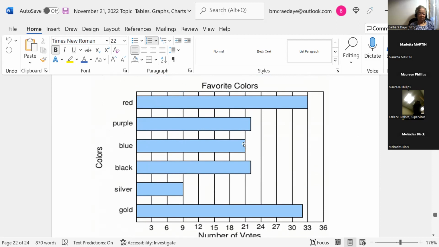Blue is 21. Right. What is black? Black is about 22, between 21 and 24. So that's about 22. Okay. And what is gold, Marietta? Gold is 31. 32. Oh, put 32. Okay, about 32.